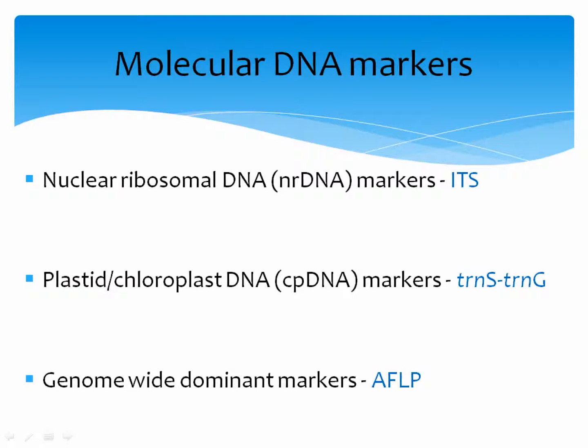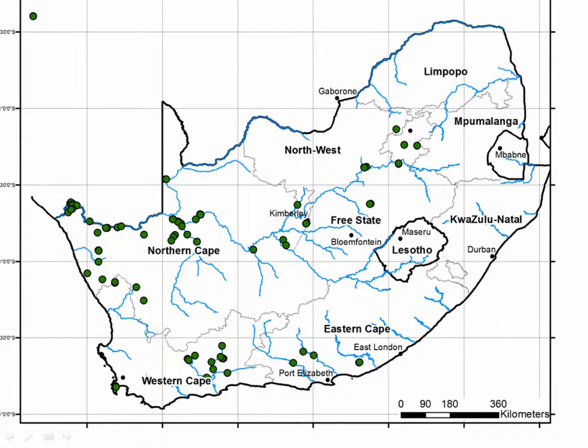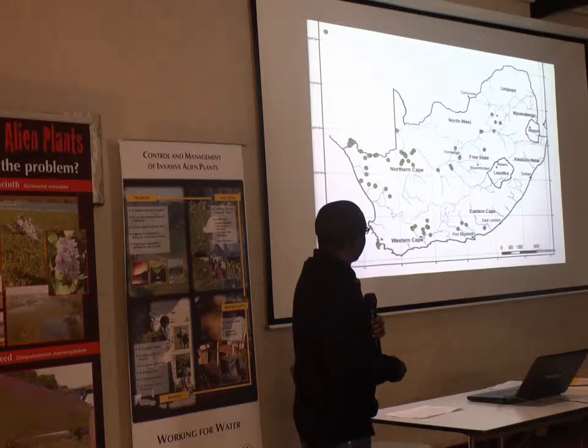And these are the 3 different markers that I looked at. I looked at the nuclear region, I looked at the plastid region, and also the genome-wide fingerprinting of tamarix. The DNA material was sampled throughout South Africa, and as you can see, we tried to sample as much as we could to have a clear indication of the different populations that we've got in the country.